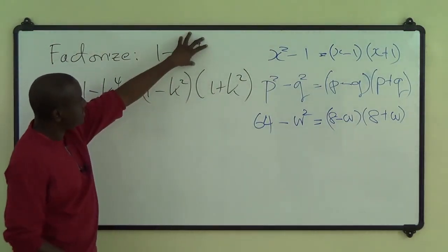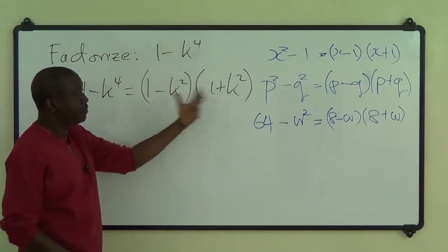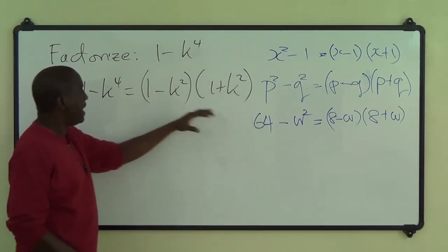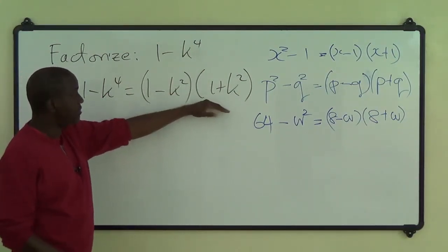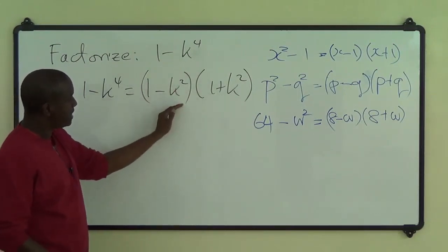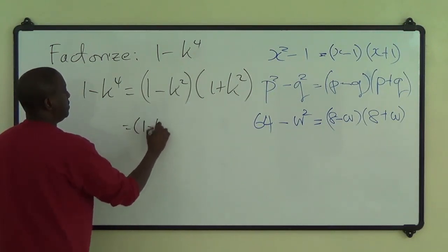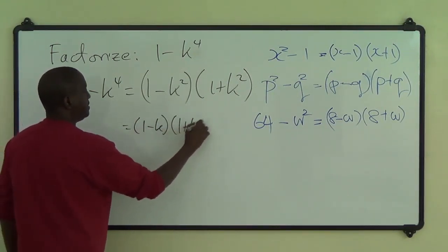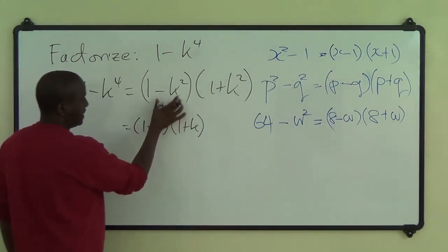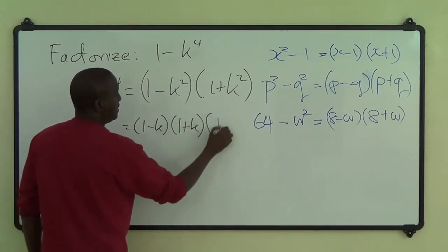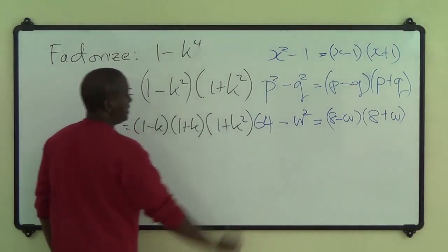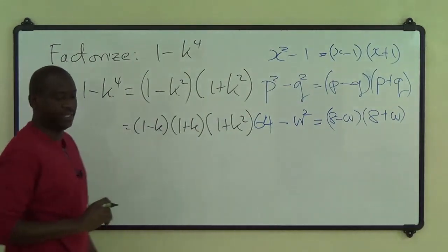So you recognize that 4 is 2 squared. Good? And then when you have this, you realize here also that 1 minus k squared could also be factorized as the difference of two squares to give you 1 minus k into 1 plus k, which is the factorization of this. And then you multiply by 1 plus k squared, and that is your final answer.